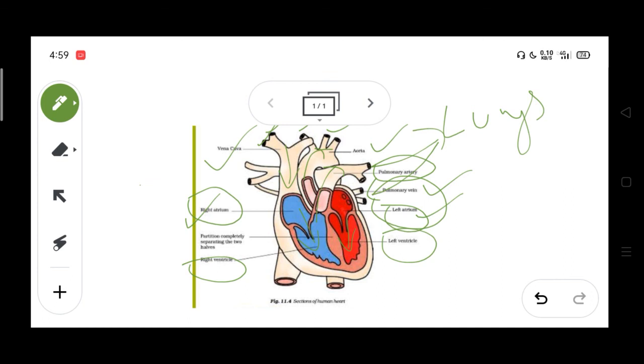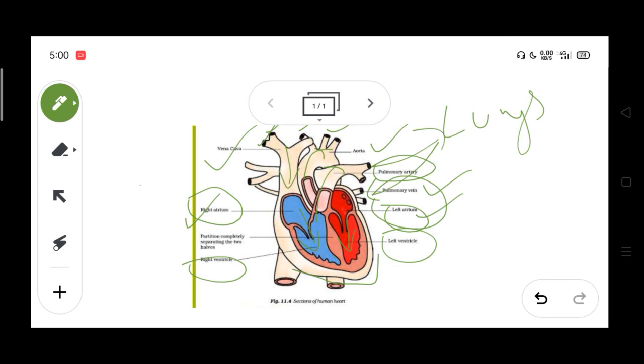And you can see the upper chambers are thin walled and the lower chambers are a little thick walled. The reason is that the aorta, the main artery, arises from the left ventricle and flows at high pressure. So the left ventricle will have a thick wall, because there the pumping is a little heavy, at high pressure.